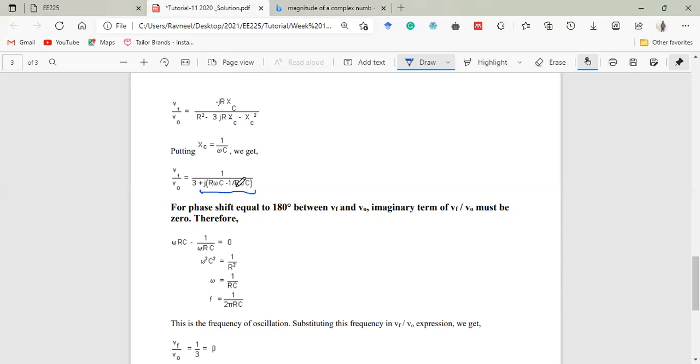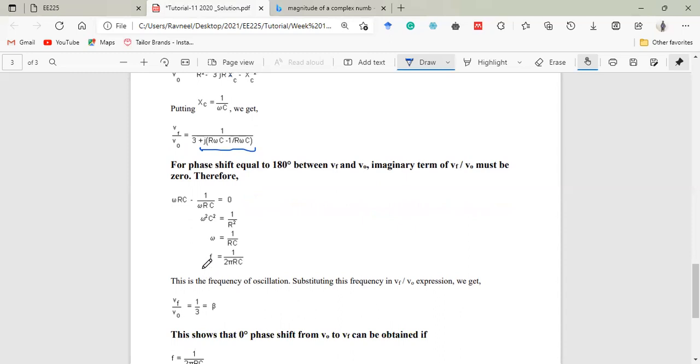So if we take this particular term, the imaginary part, and equate it to 0 and solve for omega, we'll get omega is equivalent to 1 upon RC, right? And then we know that omega is basically 2 pi f. So in place of omega, if we substitute 2 pi f and make f the subject of the formula, we'll get f is equal to 1 upon 2 pi RC. So that is how we prove that f is basically equivalent to 1 upon 2 pi RC.